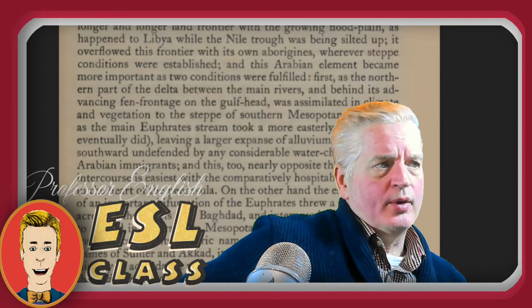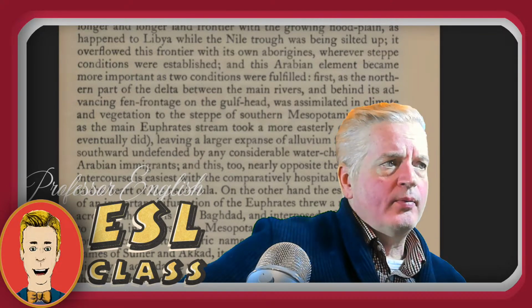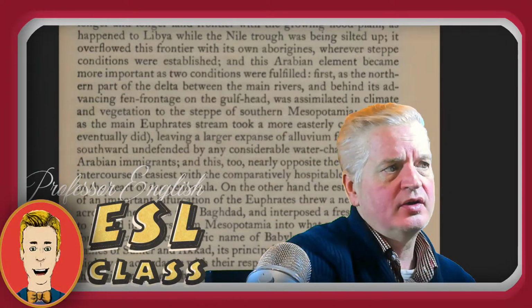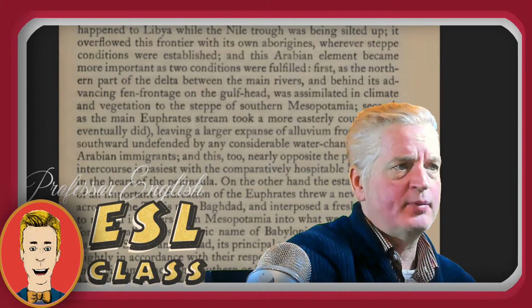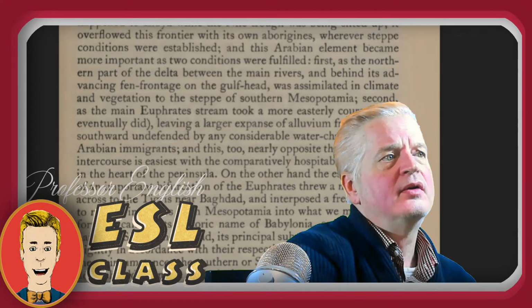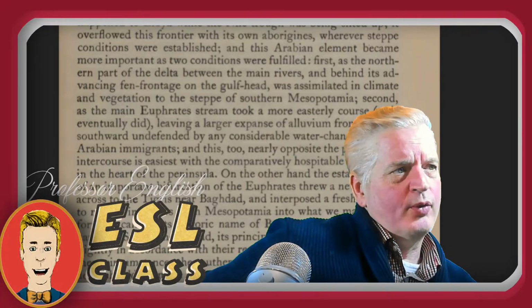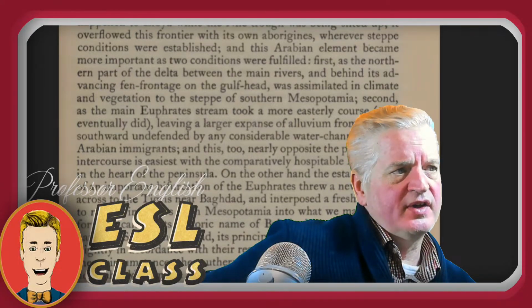This Arabian element became more important as two conditions were fulfilled. First, as the northern part of the delta between the main rivers and behind its advancing fen frontage on the Gulf Head was assimilated in climate and vegetation to the steppe of southern Mesopotamia. Oh, let me read that again. The Arabian element became more important as two conditions were fulfilled. So two things happened that made the Arabian influence more important. First, the northern part of the delta between the two main rivers and behind its advantage.